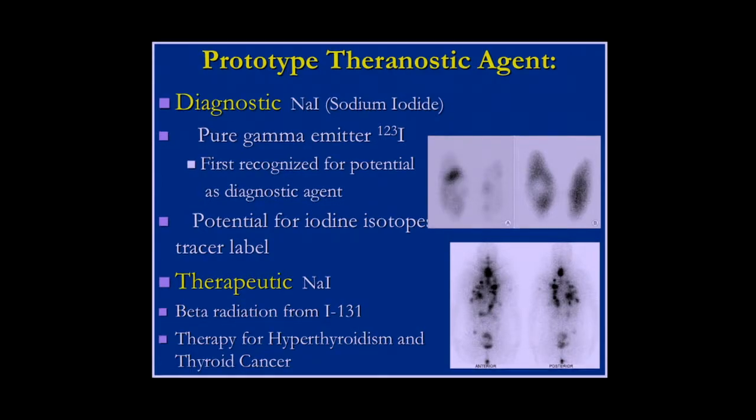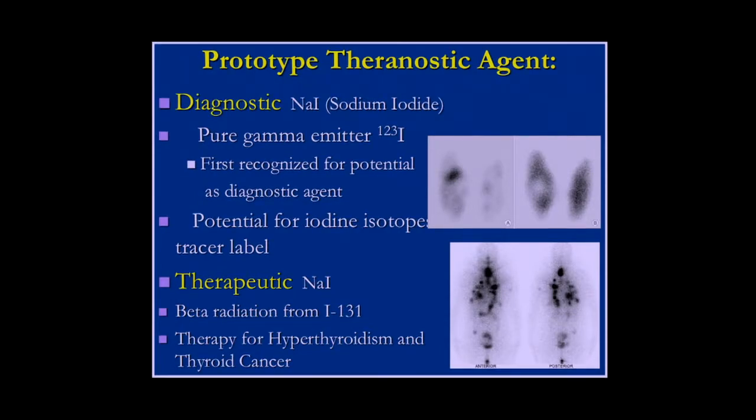Well, actually, we have a theranostic agent. Remember iodine? Well, iodine happens to have a pure gamma emitter, I-123, which will not injure your cells, small dose, and it's the first agent recognized as potential. The first potential was recognized very early.